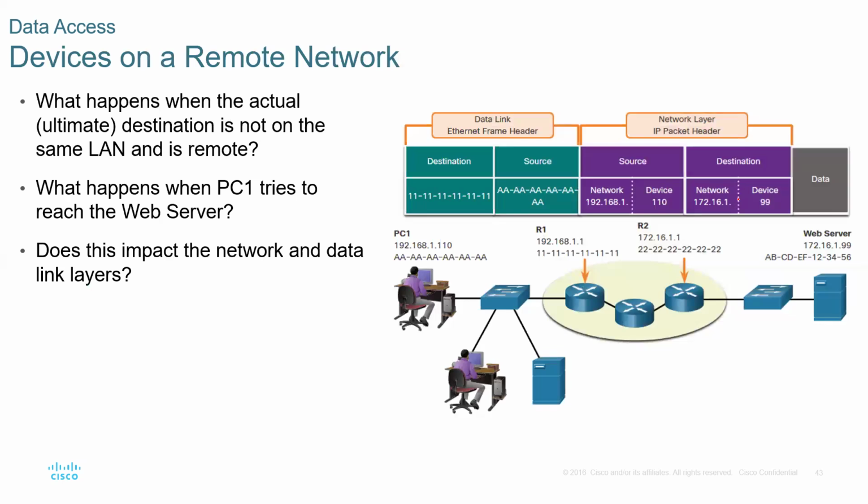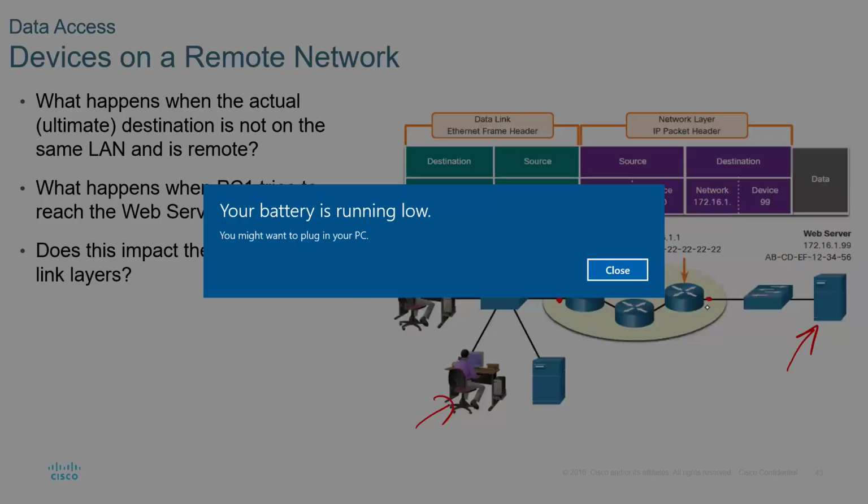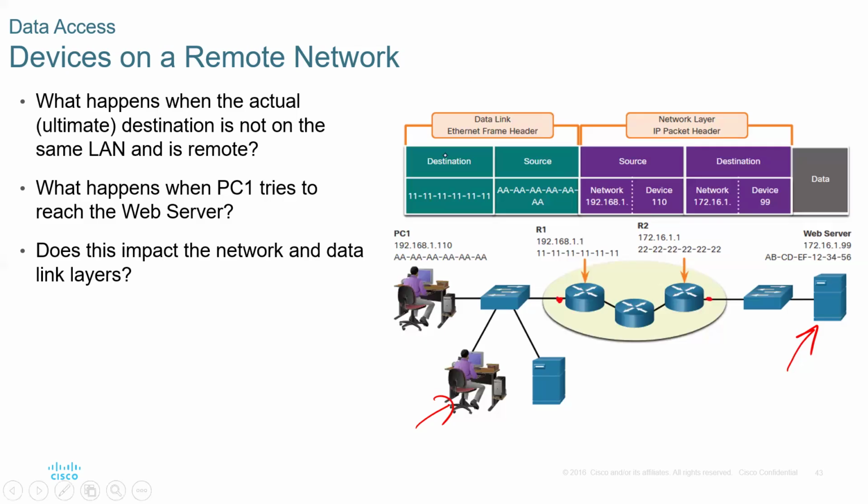Right. Now, instead of having to send to this device on the same network, we want to send information to a server, which is not on the same network. So this is one network. This is another network. It's not the same network. So what will our headers look like then?